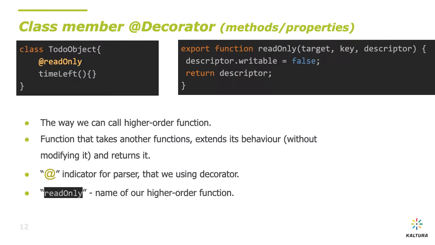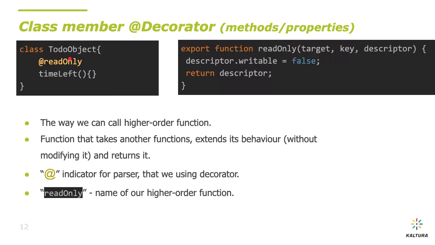Basic example for the decorator, for class member decorator, we have a to-do object, okay, and the decorator itself. So, what is decorator? It's the way that we call the higher order function. Okay, it's basically a function that takes another function, extends its behavior, hopefully without changing it.